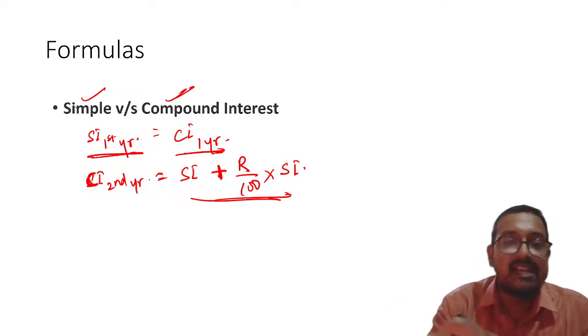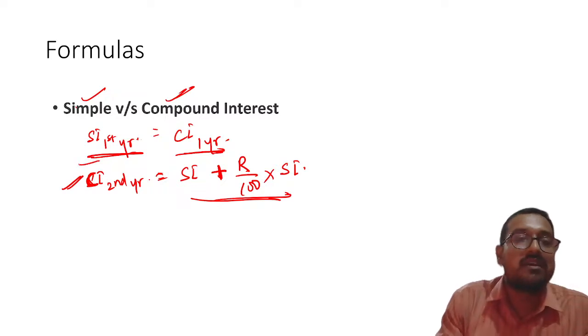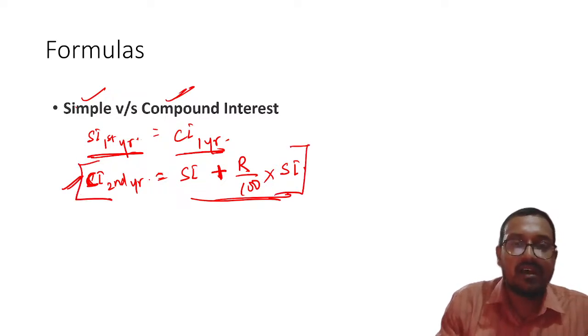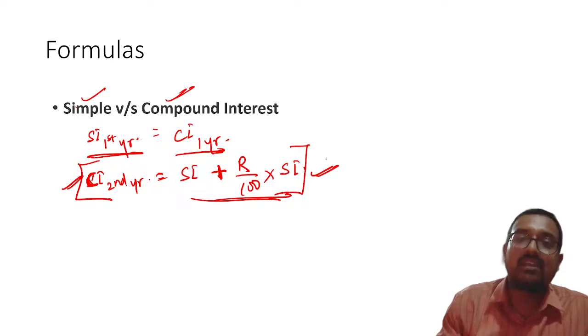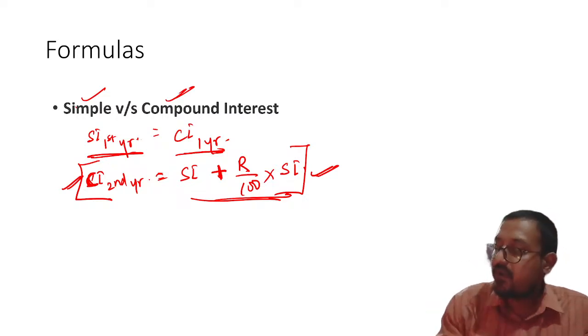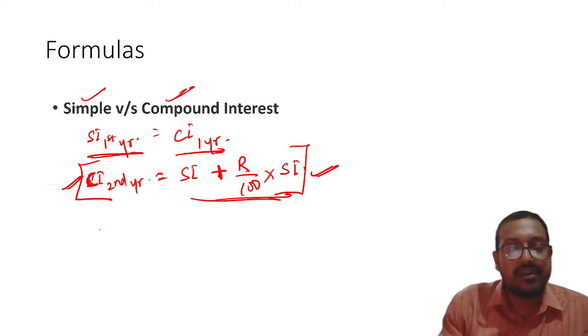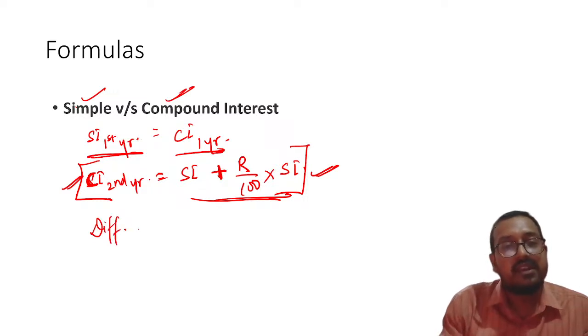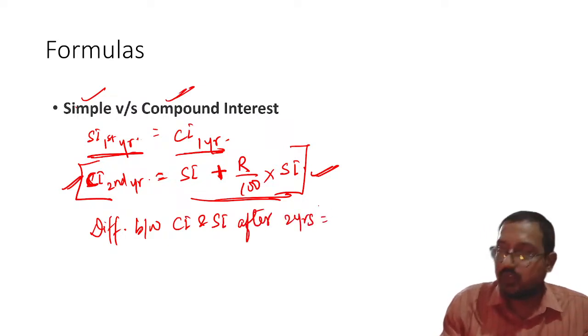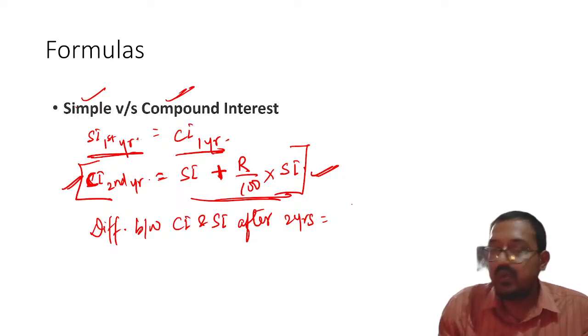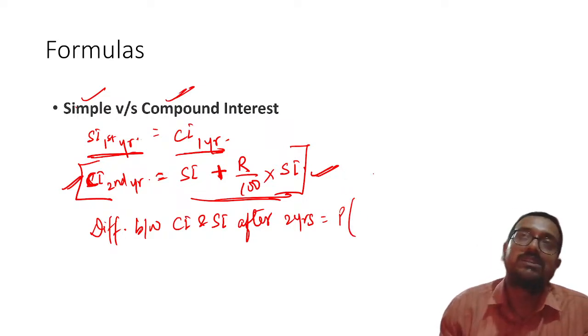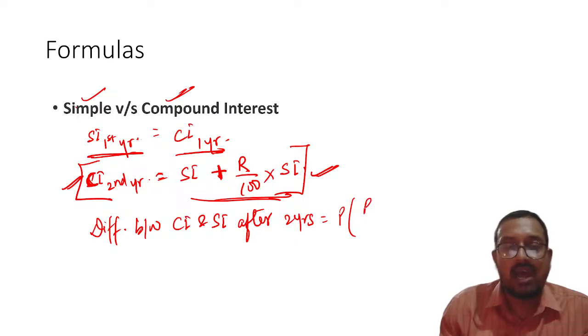So sometimes you will find that some questions will be solved using this part. If you understand this and practice it, it will come handy to you. Apart from that, there is a very good equation actually. The difference between CI and SI after 2 years will be equal to principal into (R by 100) whole square.